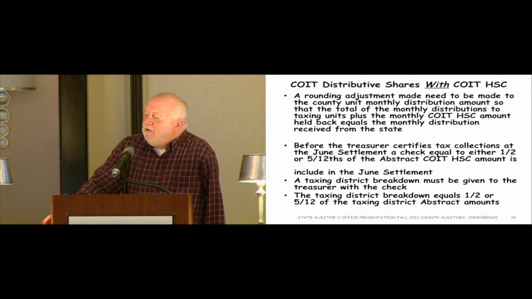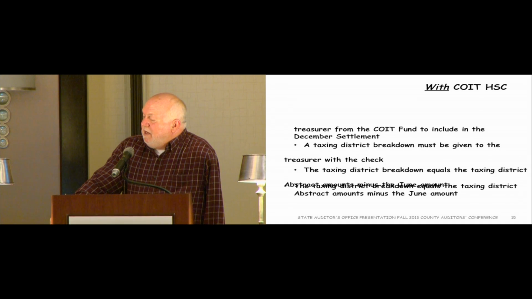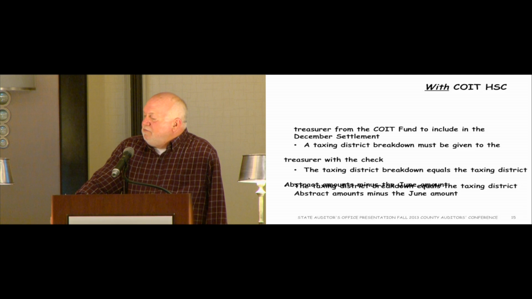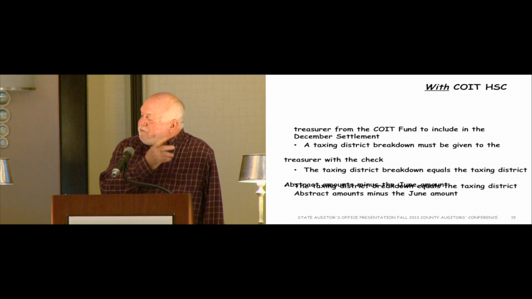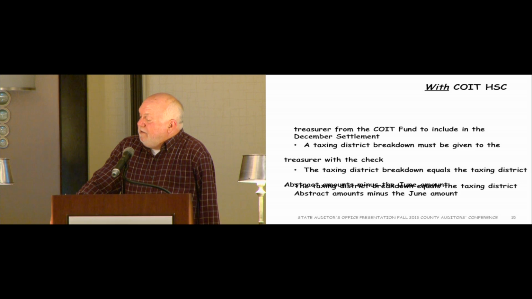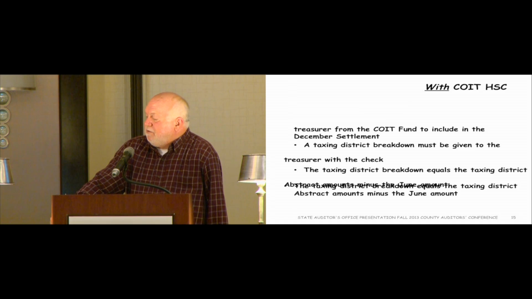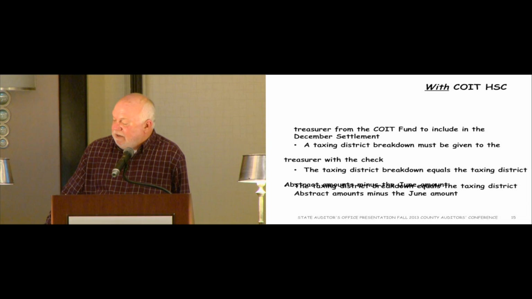And then in December, once again, before the treasurer certifies tax collections, a check is written to the treasurer from the COA fund equal to the abstract COA homestead amount minus the amount that was dispersed to the treasurer at June settlement, and then the taxing district breakdown to the treasurer, and that taxing district breakdown is going to equal the taxing district abstract amounts minus the June settlement amount.